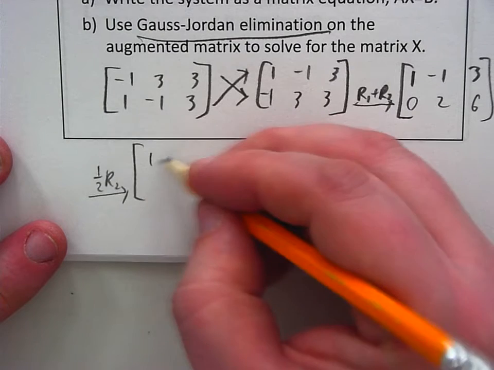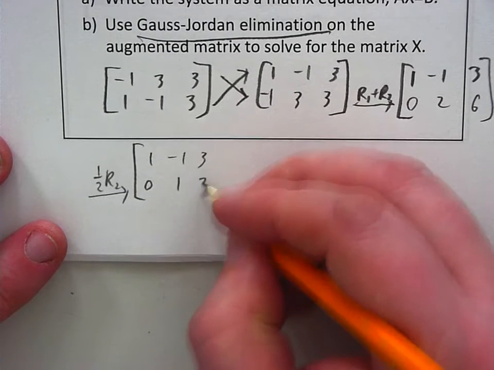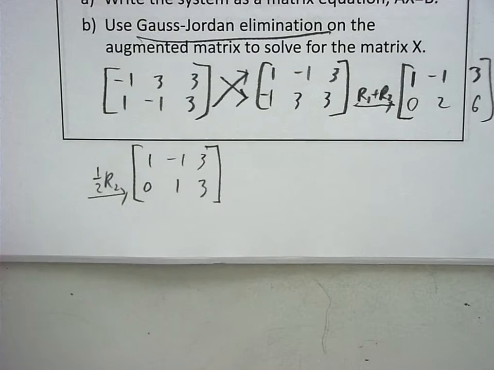Top row remains the same. Because it does say Gauss-Jordan, so I'm trying to get this thing to look like what? Yeah, that RREF, right? So then what?